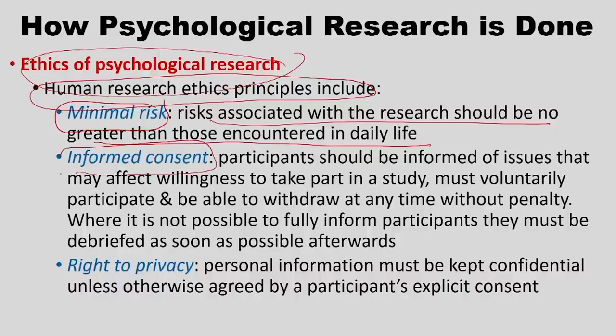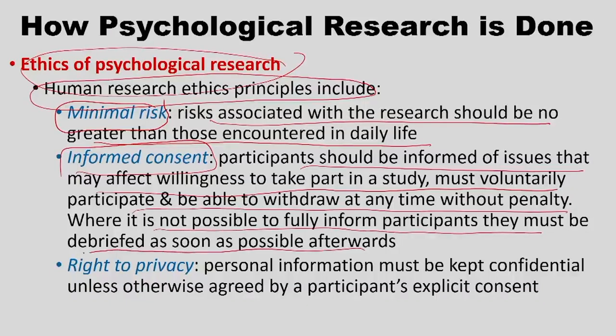Then informed consent. Before doing an experiment, we have to tell the participant who is in the experiment, what the experiment is about, what we are going to do, what the benefit is that he is going to get out of it, and whether he agrees with free will to do the particular experiment. So, participants should be informed of the issues that may affect willingness to take part in the study, must voluntarily participate and be able to withdraw at any time without penalty.